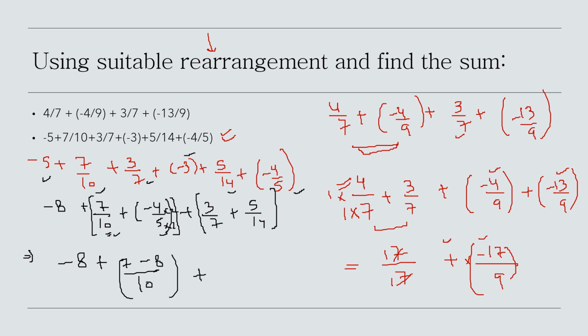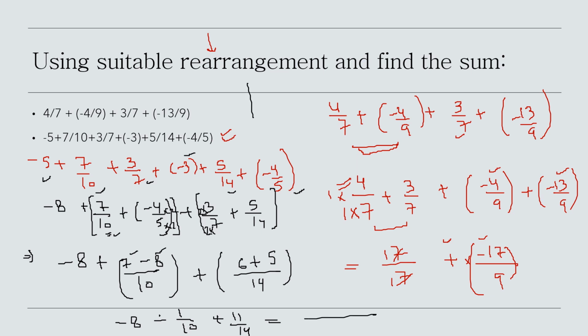Right? Plus this is the LCM of 7 and 14, that is 14. I need to make it 14, so multiply by 2. Same with the numerator. So 3 2s are 6. Yes or no? Minus 8, 8 minus 7 is 1. Because 8 is greater, so minus. 6 and 5 is 11. Yes. Now you know the LCM of 10 and 14. Can you solve it? 2 5s are 10, 2 7s are 14, 5 1s are 5, 7 1s are 7.